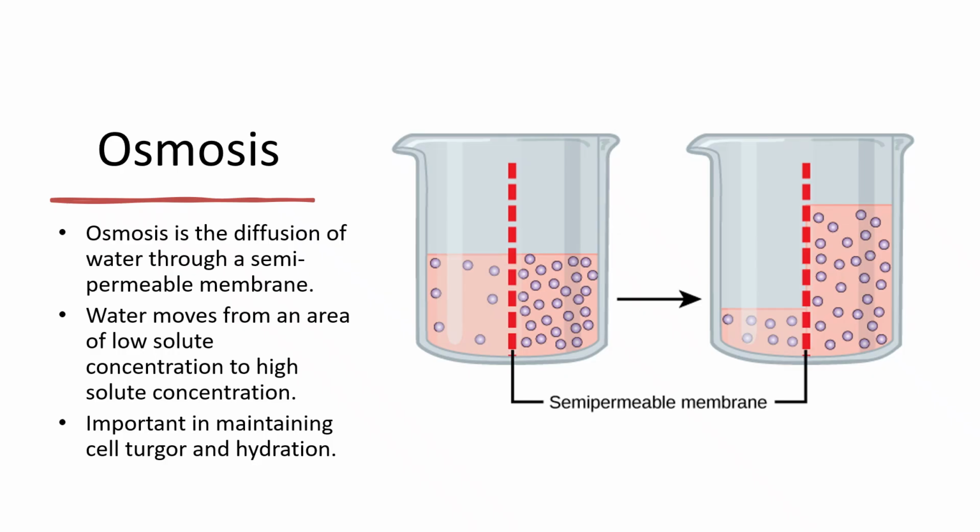Osmosis is the movement of water across a semipermeable membrane. Water moves from the side with lower solute concentration to the side with higher solute concentration. This process is vital for keeping cells properly hydrated and maintaining structure, especially in plant cells, where water pressure supports the plant's shape.